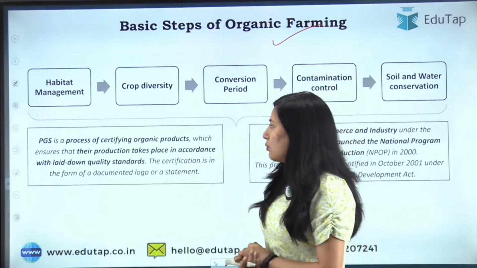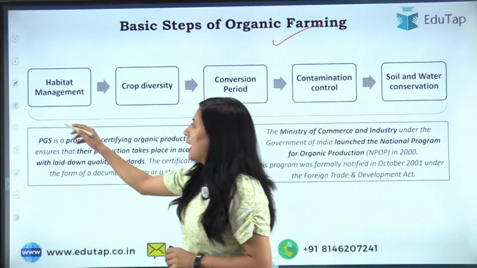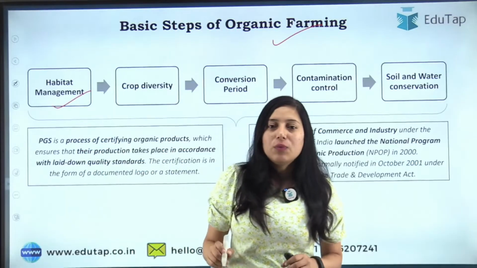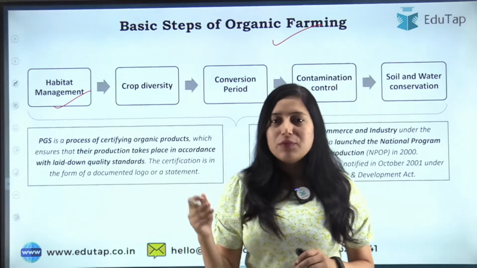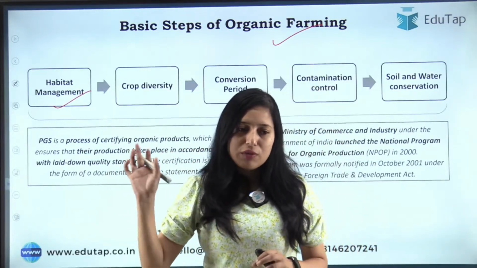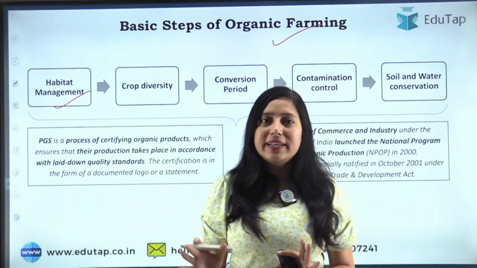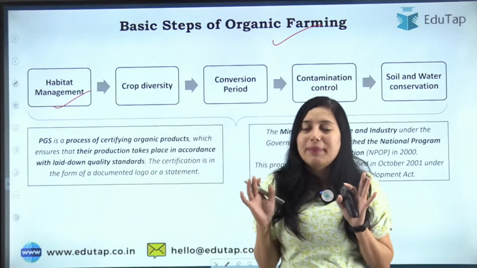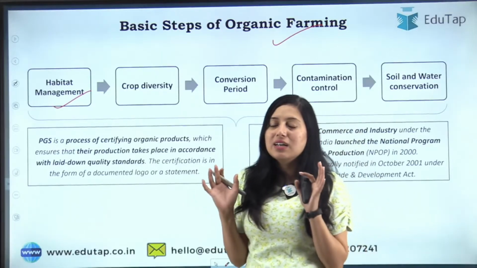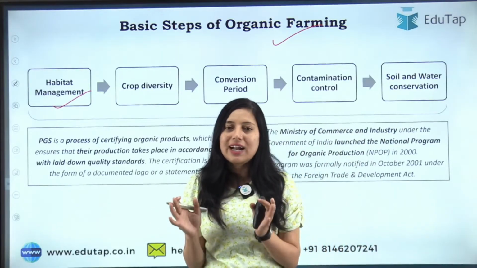Let us discuss that one by one. So the very first is habitat management. Now, for doing organic farming, one of the objectives of organic farming is to maintain the biodiversity, okay? Maintain living conditions in that particular area.